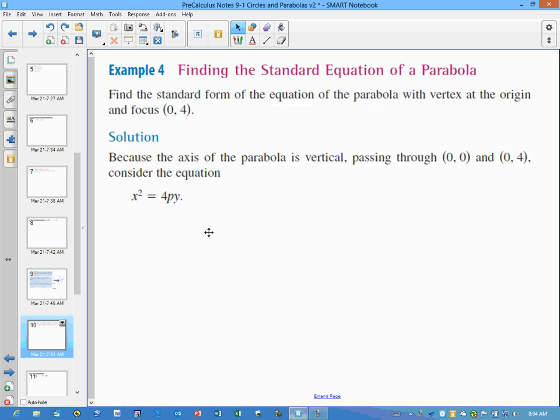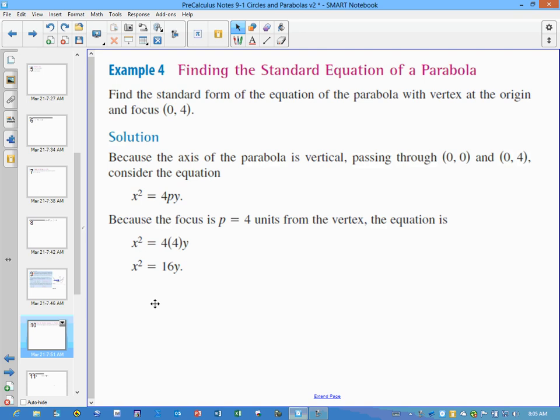And once we have that, we just need to find a value for p. Well, we should know that because it's 4 units up, then those 4 units are your directed distance from the vertex to the focus. So p equals 4. When we plug that in, we get x squared equals 16y. Now that answers the question, because they did ask for the standard form. That's it, where you have it with 4py.